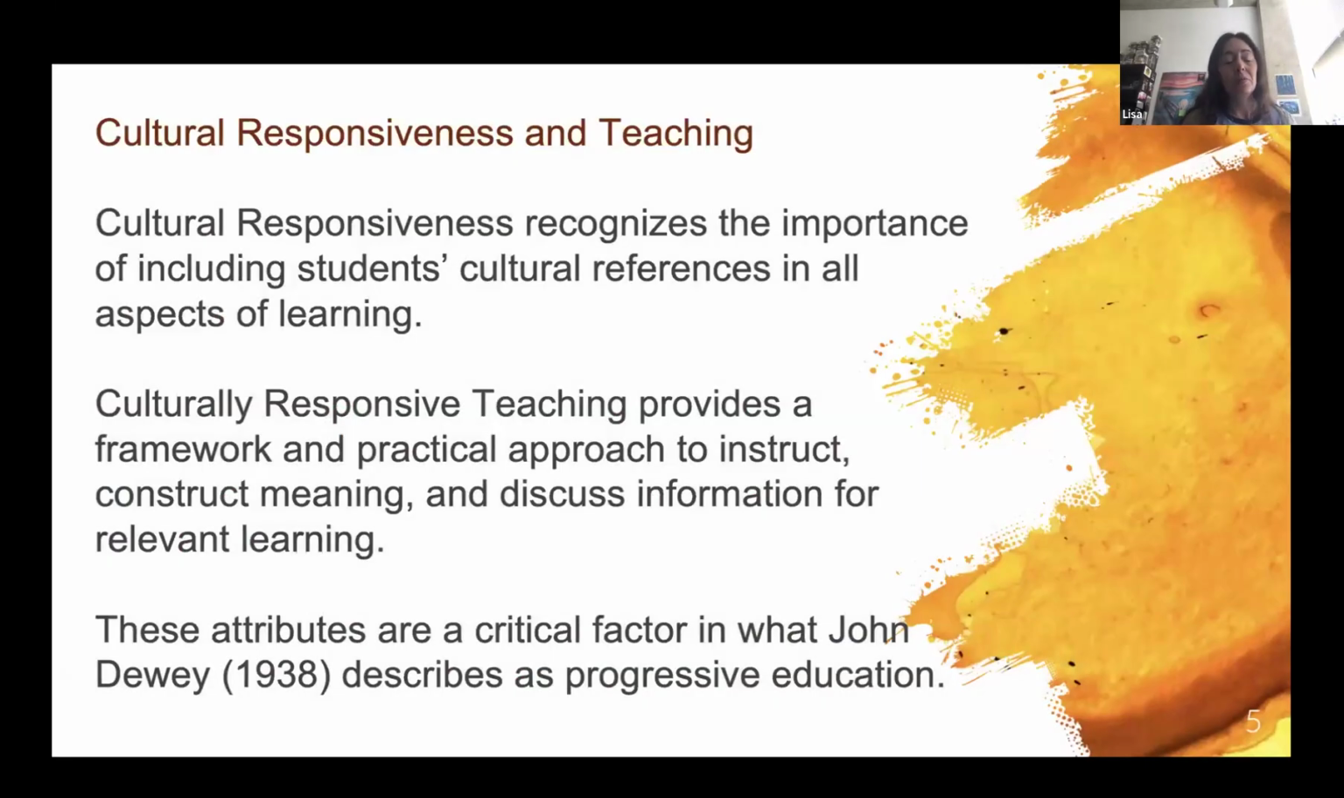So again, just cultural responsiveness, the definitions we're working with. This is including students' cultural references and aspects of learning. This is helping provide educators at all levels a framework and approaches to instruction, to leadership, to discussing information for learning. And all this, of course, we're tying back to John Dewey's work in progressive education.